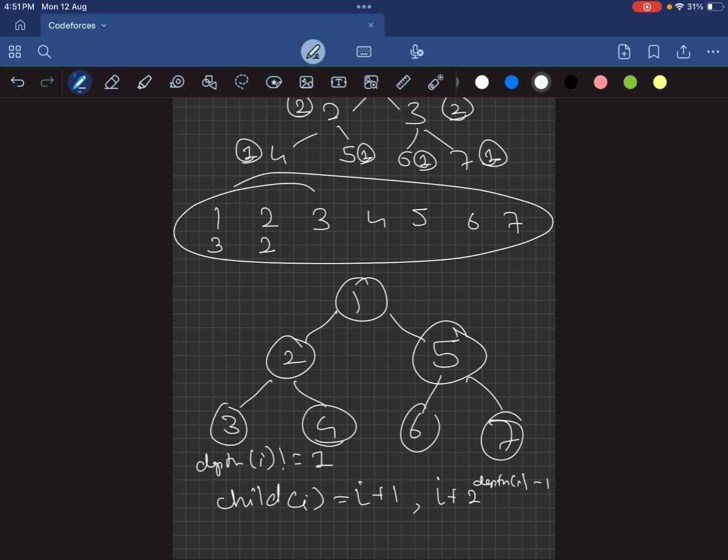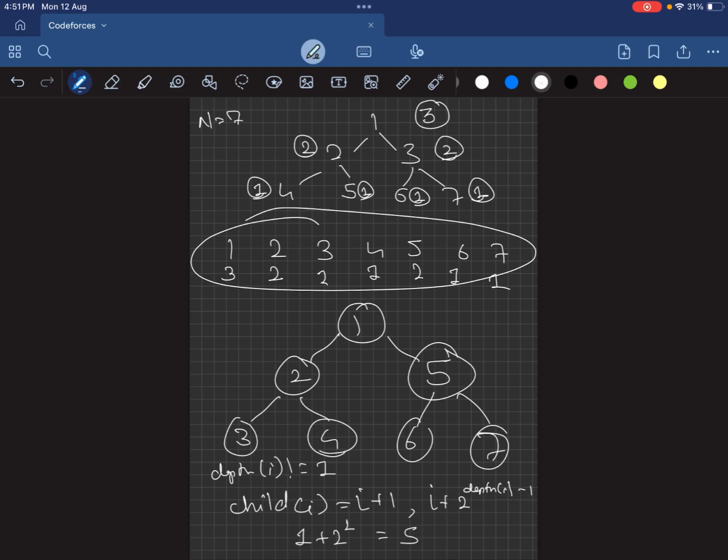So essentially the other child of 1 will be 5, and that can be found as 1 plus 2 raised to depth of I, which is 3, minus 1 is 2, and 2 raised to 2 is 4, which gives 5. So the other child of 1 will be 5, and it will have depth 2. Then the children of 2 will be 3, because I plus 1, and the other child will be this. The numbers with depth 1 don't have any children, so we'll move further. From this we can determine the tree that we'll get from the permutation.